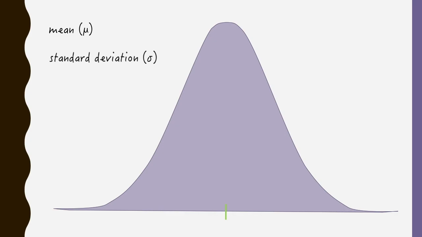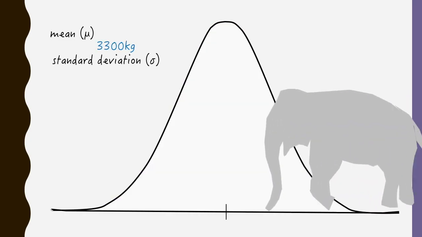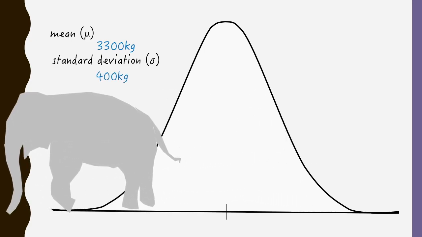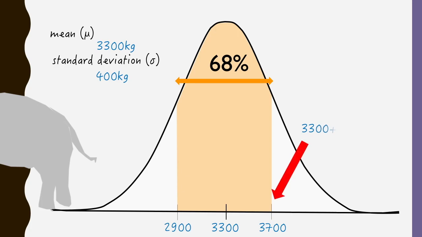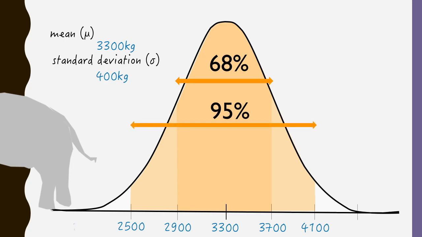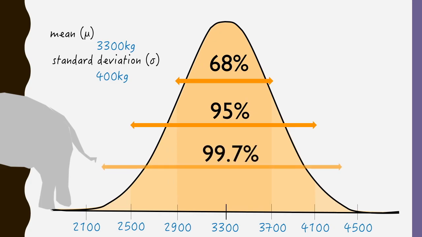This means that, for example, if we know that the weights of male Asian elephants are normally distributed with a mean of 3,300 kilograms and a standard deviation of 400 kilograms, we expect that 68% will be between 2,900 and 3,700 kilograms. 95% will be between 2,500 and 4,100 kilograms. And almost all Asian elephants will weigh between 2,100 and 4,500.